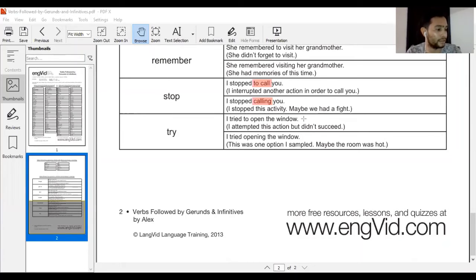¿Ibas a decir algo, Miss? Sí, que no le entendí la explicación porque se me cayó la llamada.